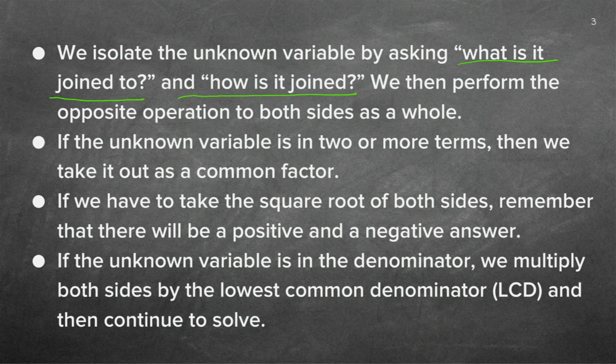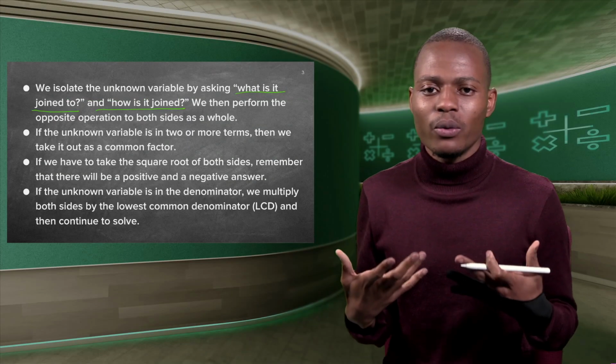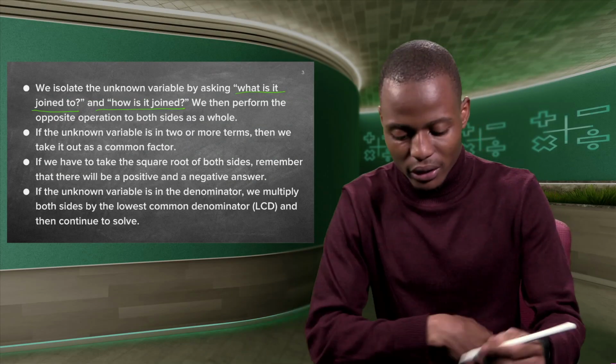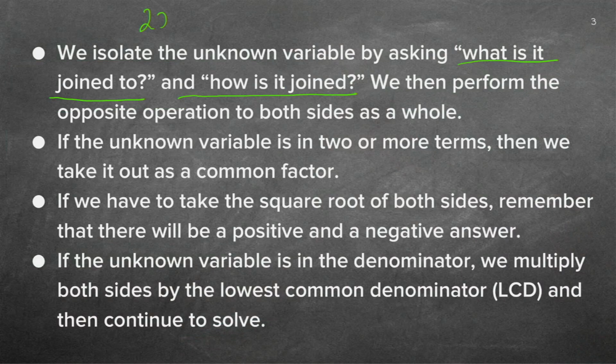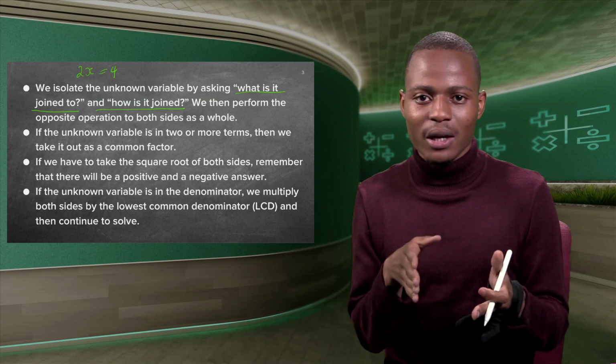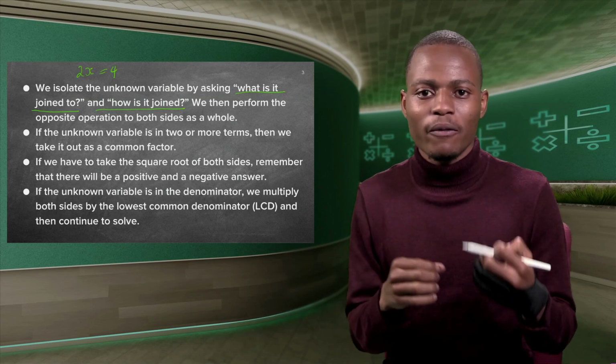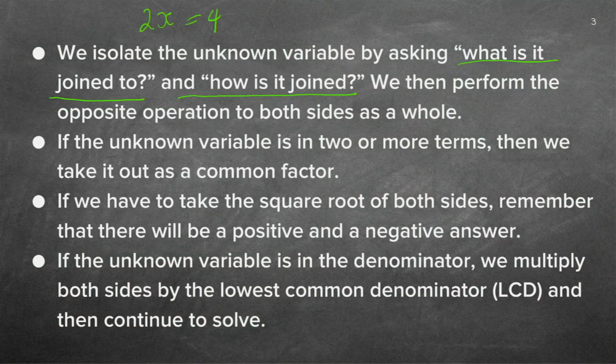We then perform the opposite operation to both sides as a whole. So you remember, whenever we have 2x, let me just write it down on top. If you have 2x equals 4 and you are solving for x, 2x simply means 2 times x. That is why we perform the opposite operation, which means we divide by 2 on both sides so that we can easily find the value of x. That is the same thing that we'll be doing here on literal equations. So we need to apply that skill too.